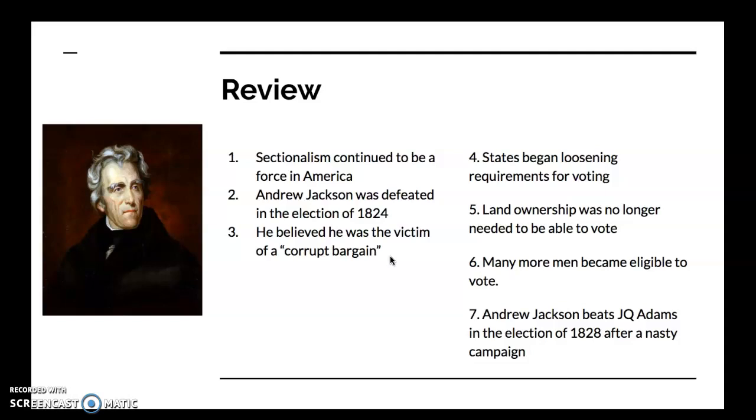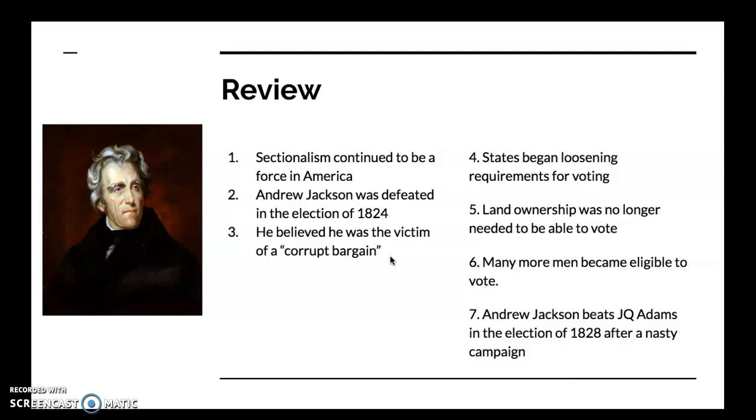So to review from the last couple days, one, sectionalism has continued at this point to be a force in America. Remember what sectionalism is. That's regional focus or regional interests in government and politics and policy. Two, Andrew Jackson was defeated in the election of 1824. You went through those slides and watched that video yesterday. He believed that he was the victim of a corrupt bargain.